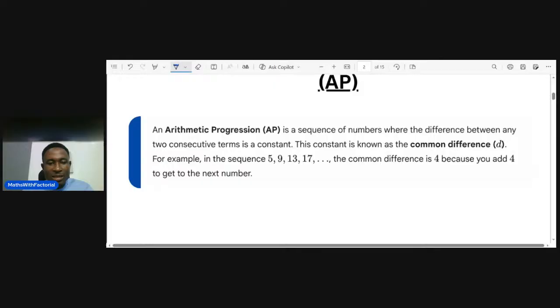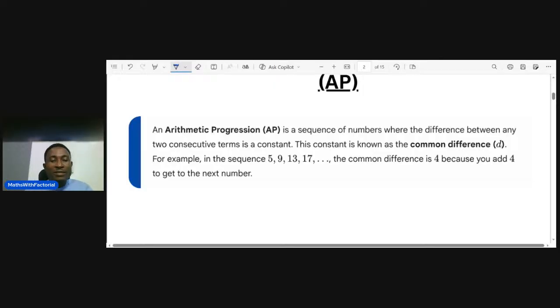You can see by just looking at it that they're adding 4 to each number, right? You can add 4 to 5, you get 9. If you add 4 to 9, you get 13. If you add 4 to 13, you get 17. All right. So that is what arithmetic progression is talking about.